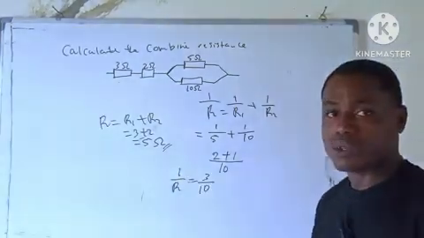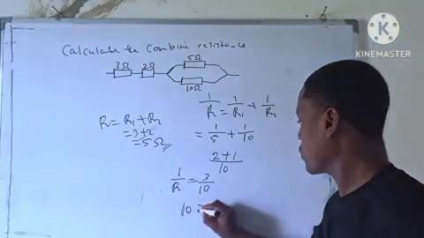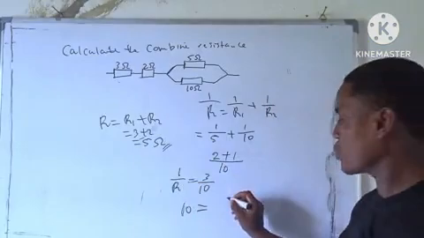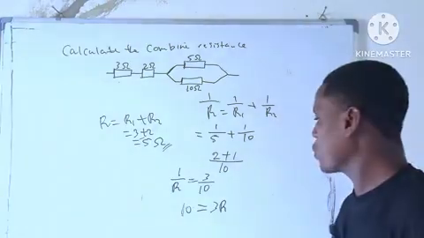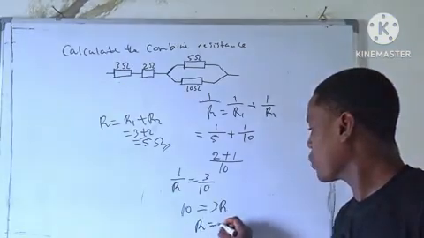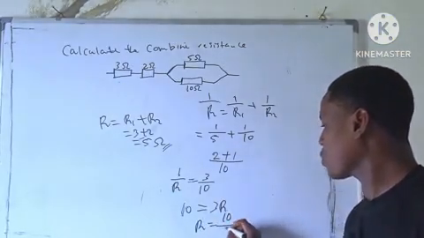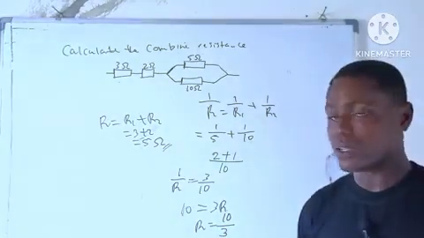So 10 times 1 is what? Is 10, right? 10 equal to R times 3 is what? To give us 3R, right? So by making R the subject of the formula, R equals 10 all over what? 3. So are you getting it now?